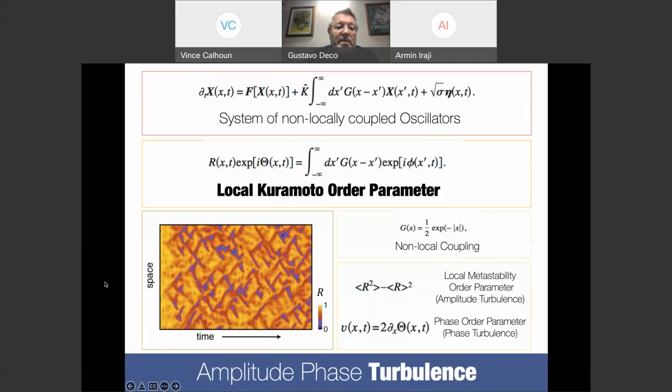In fact, for this system of oscillators, he was plotting, for all the oscillators at different spatial points, for all times, the value of the modulus of the local Kuramoto order parameter, which was between 0 and 1. And as you see, when it's yellow, it means that the level of local synchronization is extremely high. And when it's deep blue or violet, the local synchronization is practically absolutely destroyed. So what you see here is a very rich change in the dynamics from the point of view of the local level of synchronization, spatially and temporally.